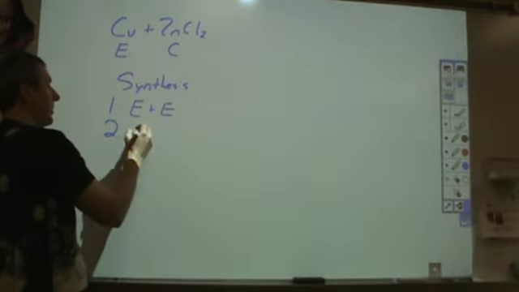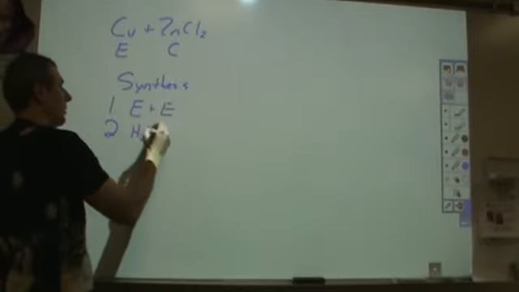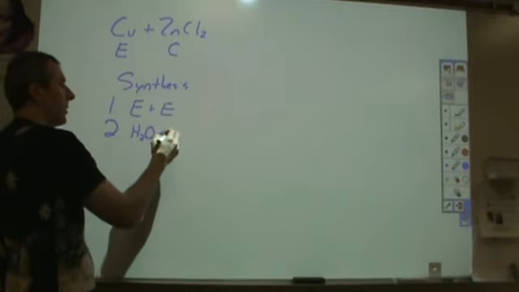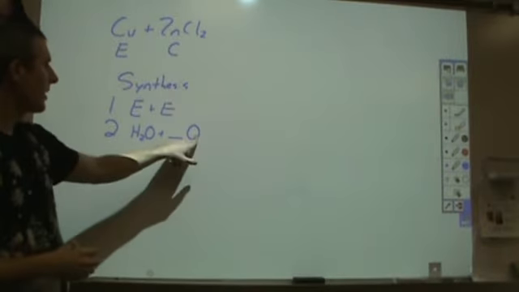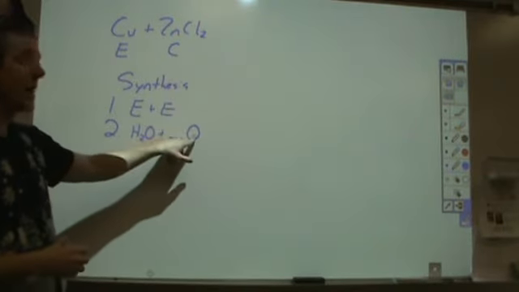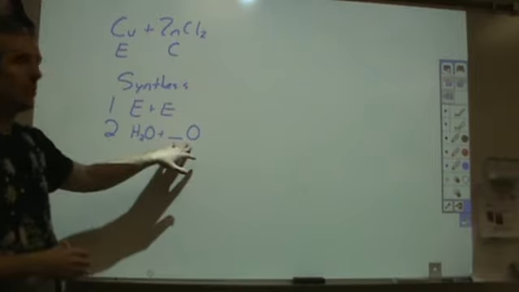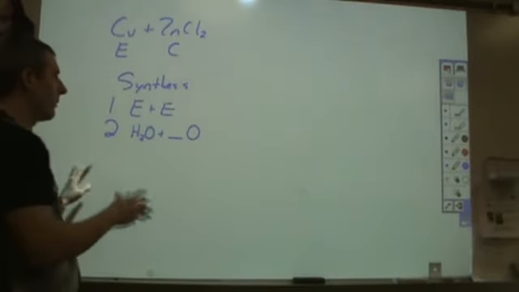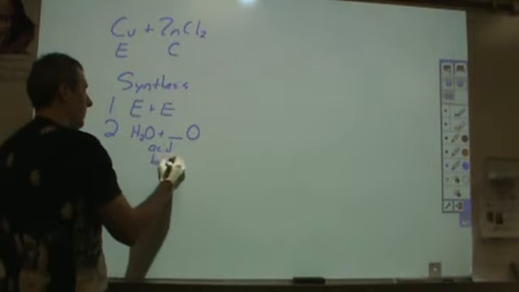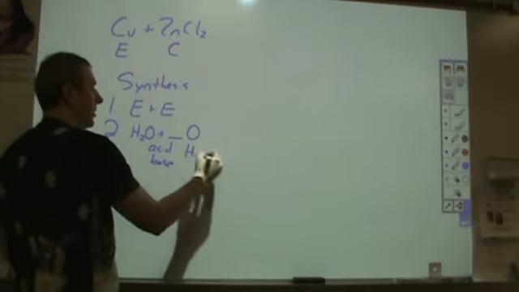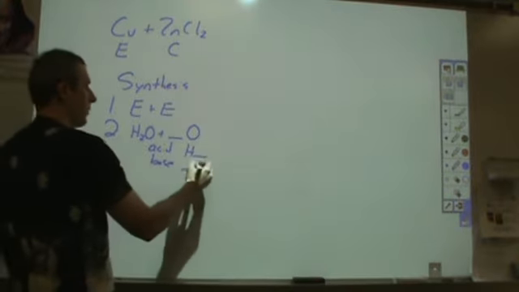The second type of synthesis is if I have water, then that should set up an alarm to look for synthesis, especially if I have something with oxygen. So magnesium oxide, sodium oxide, sulfur dioxide, any of those are going to be a synthesis reaction, and we're going to form either an acid or a base. Okay, so for acids we're going to form H something, and for a base we're going to form something OH.